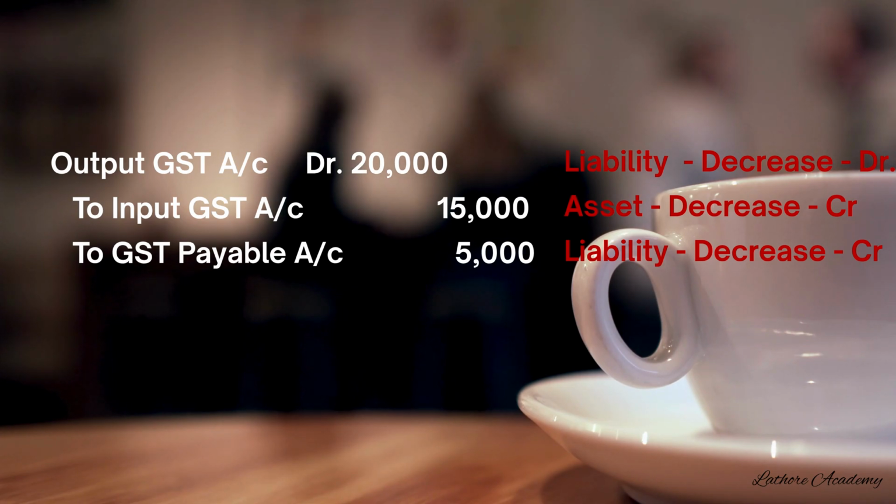Since the payment is more than what you have input GST, the balance has to be paid in cash or bank account. So to make payment, first we have to create an accrual entry called GST payable account. So subsequently it gets paid off like GST payable debited to cash or bank account. So in this case, the journal entry is output GST account debit 20,000. This is basically a liability we have to offset through input GST and the payable entry.